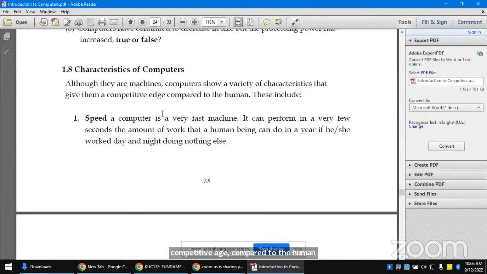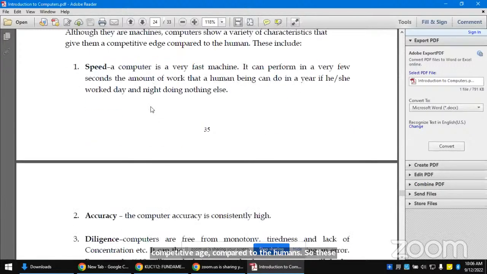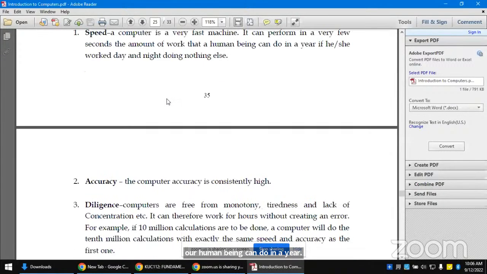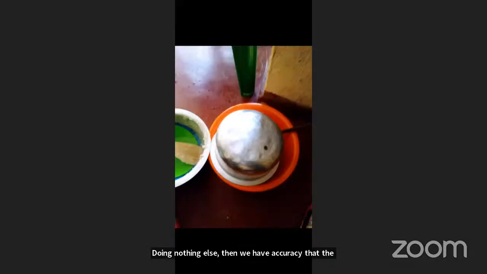So these include speed. A computer is a very fast machine. It can perform in a few seconds the amount of work that a human being can do in a year if he or she worked day and night doing nothing else. Then we have accuracy. Computer accuracy is consistently high. Then we have diligence.